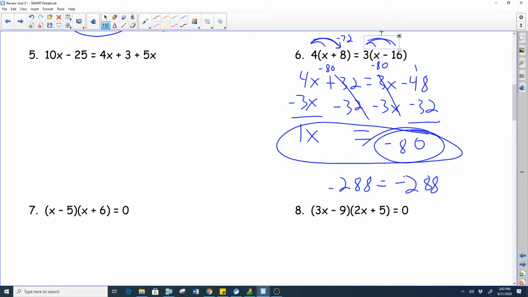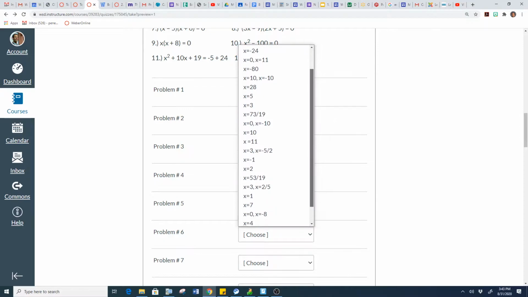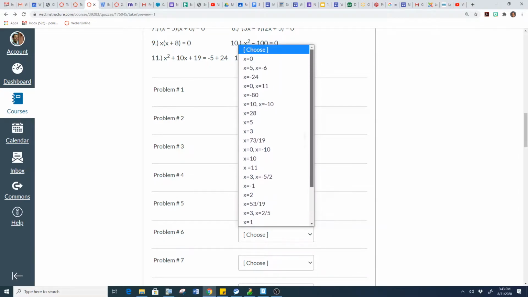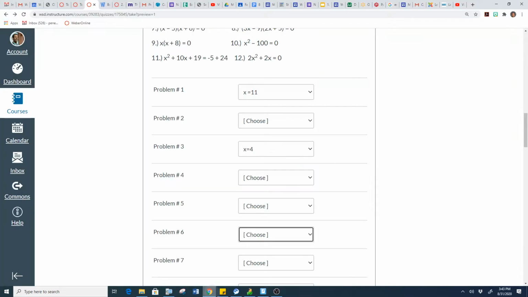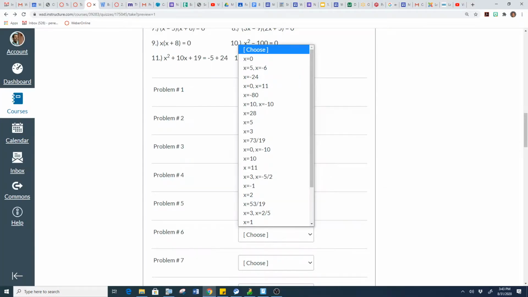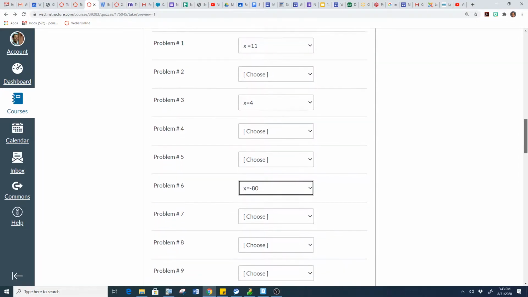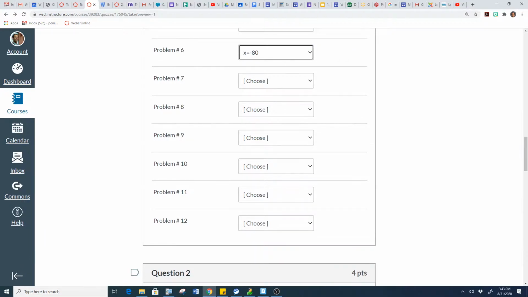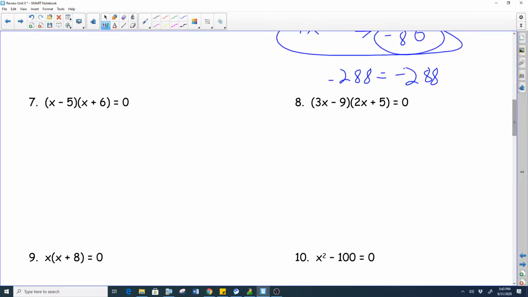So then we go to canvas number 6, and we would look for negative, not negative 288, no. What was our answer again? Negative 80. So we're going to go ahead to number 6, and there it is, negative 80. You guys getting the hang of it? Online learners, in-class learners, all learners, all my students. Good. Okay, so when you get to number 7, 8, all you're doing on these ones is factoring.